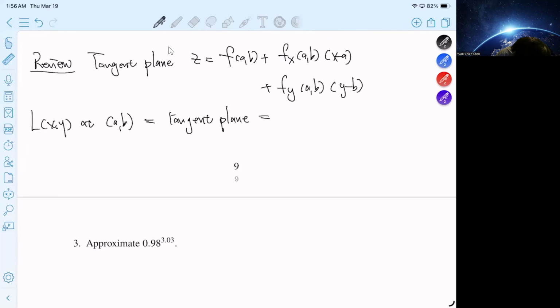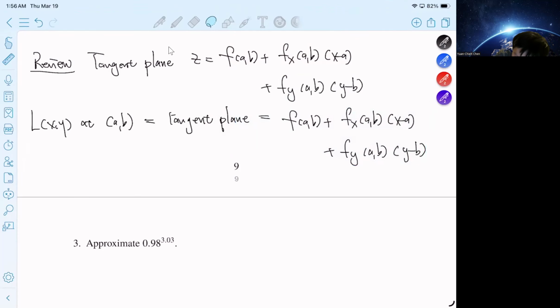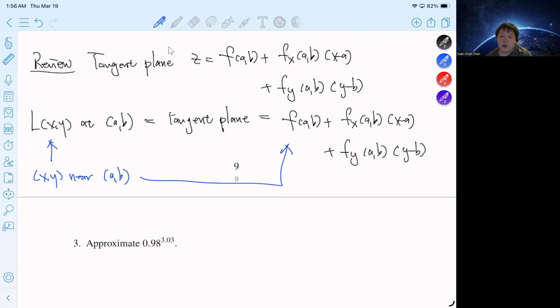So it will just be f(a,b), the exact same thing. For any point (x,y) near (a,b), we use this to approximate that value. Okay, so the exercise is to approximate 0.98 to the power 3.03.